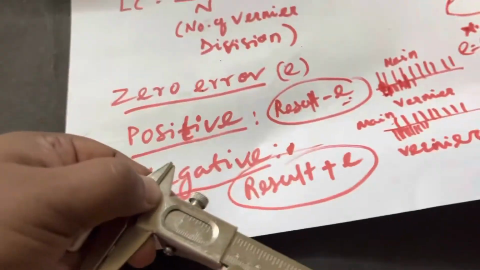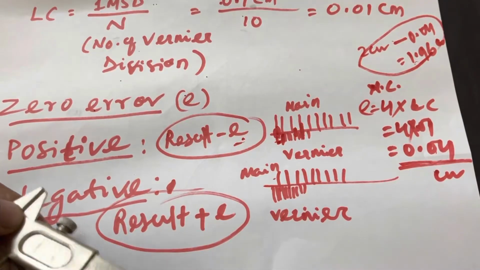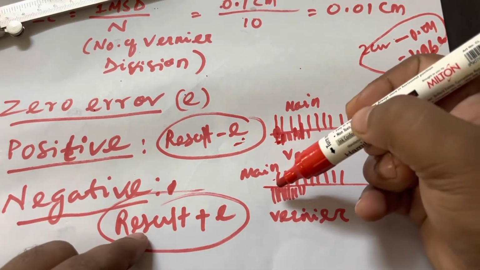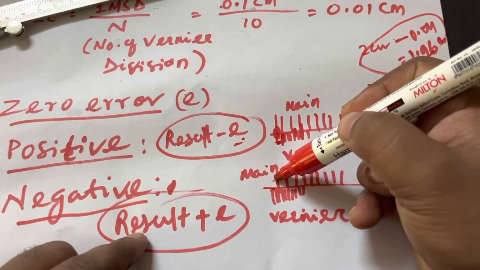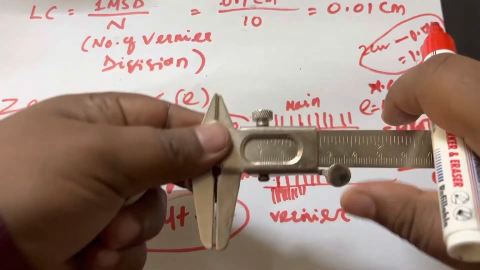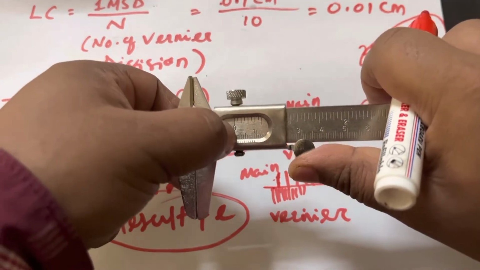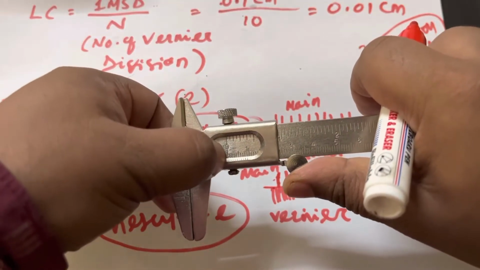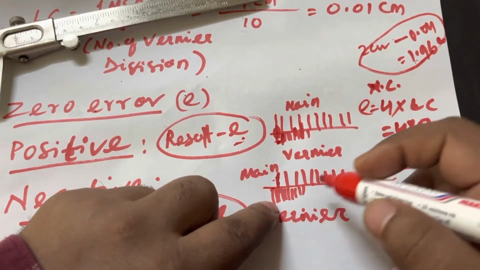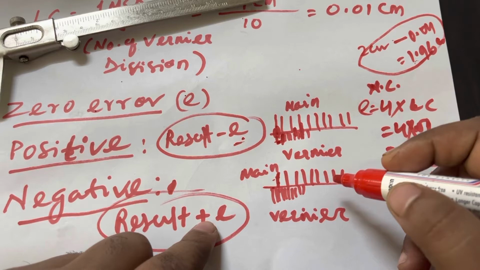And what will you do with the negative zero error? The negative zero error means your vernier scale is behind the zero of the main scale, right? Sometimes what will happen, if you tighten it properly, the first line will be on the left side of the zero of the main scale, somewhere here. That means it has some negative zero error. So whatever reading comes, from the final result you have to add E. You have to add the zero error.